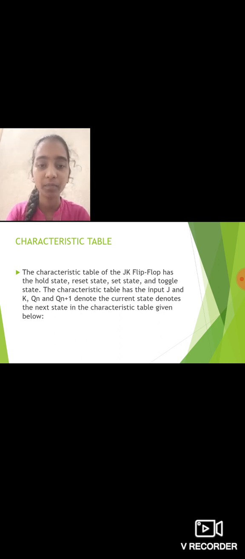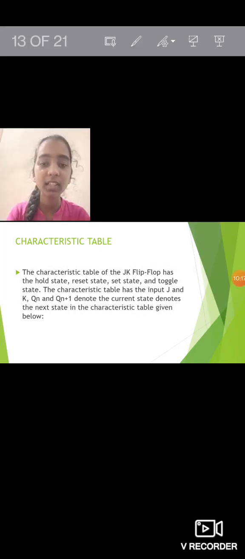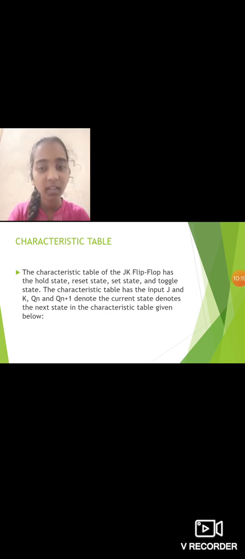Characteristic table. The characteristic table of the JK flip-flop has the hold state, reset state, set state, and toggle state. The characteristic table has the inputs J and K. Qn and Qn+1 denote the current state and the next state in the characteristic table given below. Here J and K are the inputs, Qn and Qn+1 are the outputs, and this is the state which holds the set state, reset state, and toggle state.